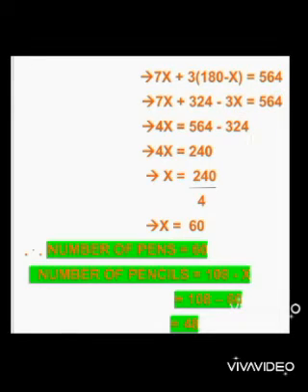Now let us simplify the x variables first. 7x minus 3x is 4x, which is equal to 564. Now transpose 324 to the right hand side, you will get minus 324. 4x is equal to 240. Okay, so you have to find out the value of x. So x is equal to 240 by 4. If you cancel 240 with the 4 table, you will get 60.